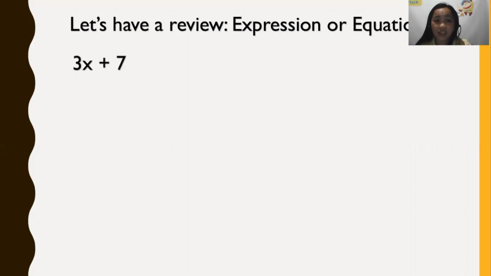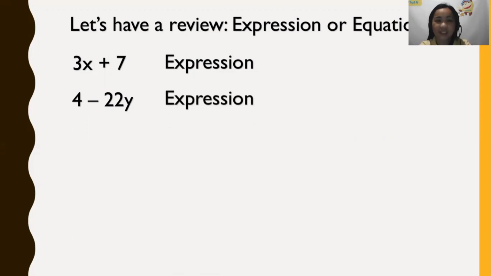So we have here 3x plus 7. Is it expression or equation? Yes, you're right. It is an expression. The next is 4 minus 22y. Is it an expression or an equation? Yes, again, your answer is correct. It is an expression.